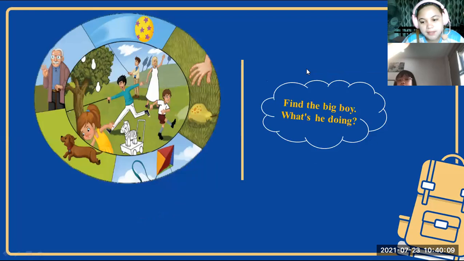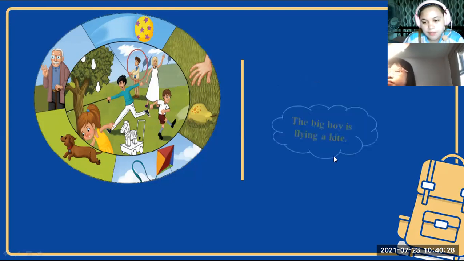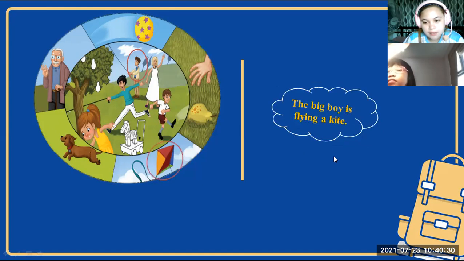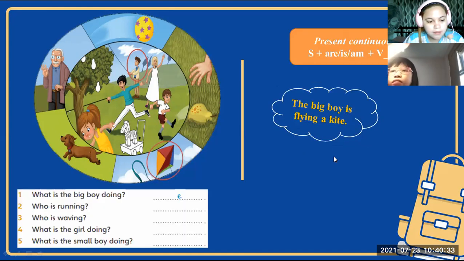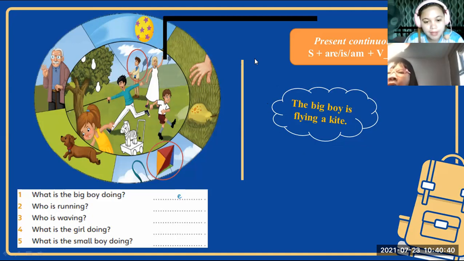Okay, so find the big boy, Han. What is the big boy doing? The big boy is flying a kite. Okay, that's correct. Okay, so now, Han, let's answer the following questions. What is the big boy doing? Your answer is flying a kite. That's correct. Next one. Who is running?